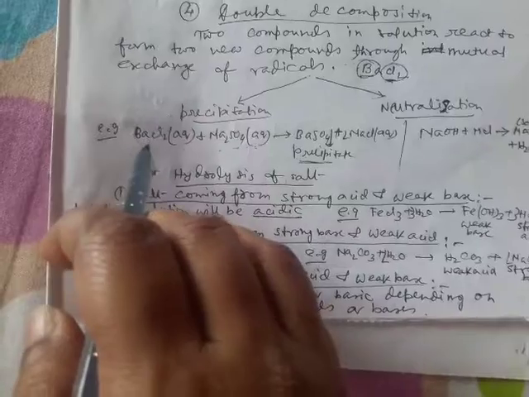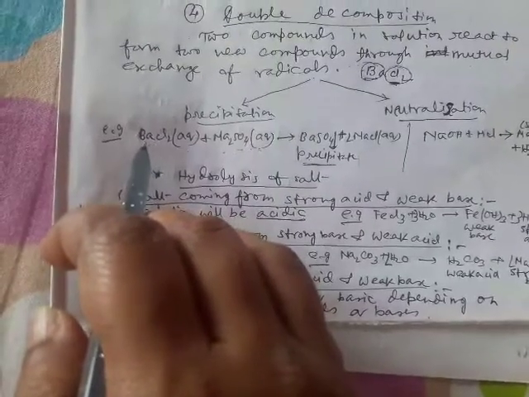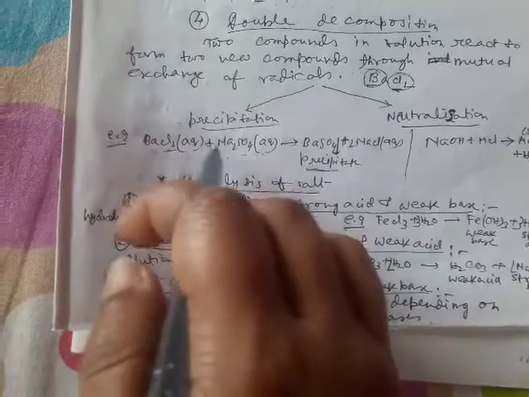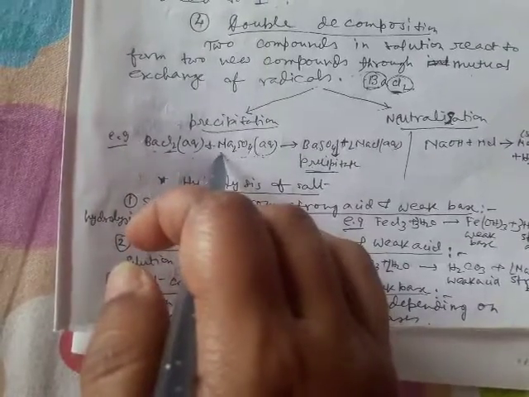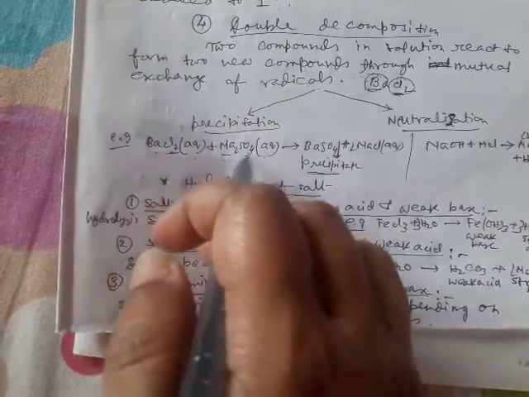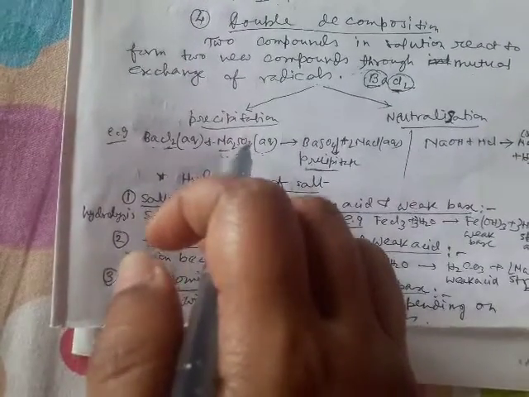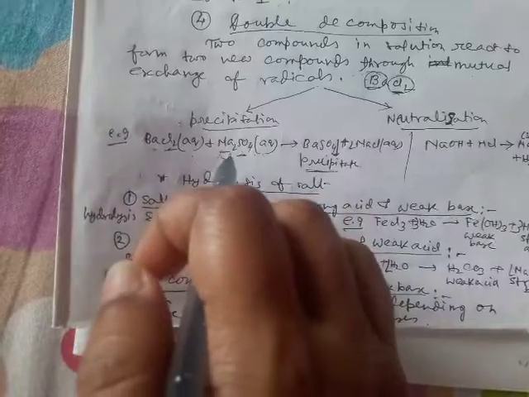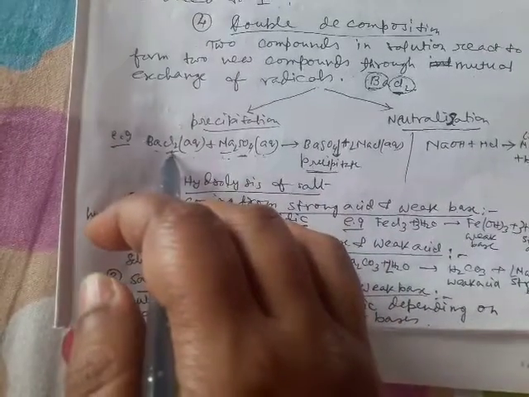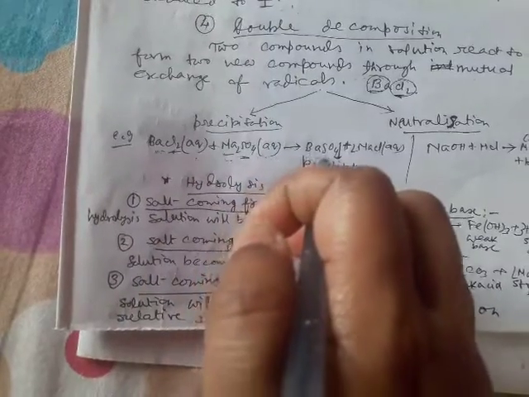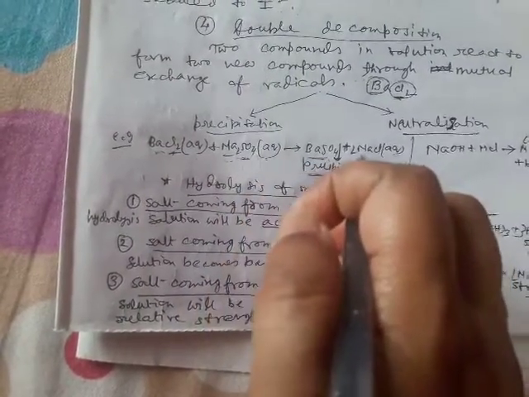Here in barium chloride there is a basic radical part barium and an acid radical part chloride. In sodium sulfate there is a basic radical part sodium and an acid radical part sulfate. They mutually replace each other, that is, sodium combines with chloride and barium combines with sulfate, thus forming barium sulfate, which precipitates out, and sodium chloride. So this is a double decomposition reaction.